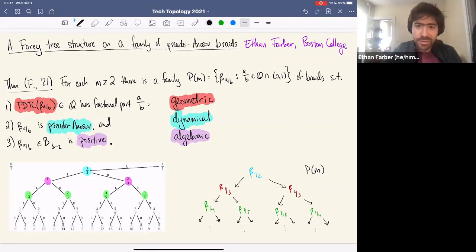I'd like to thank the organizers of the Tech Topology Conference for giving me this opportunity to speak about a family of pseudo-Anosov braids that I've been thinking a lot about recently.